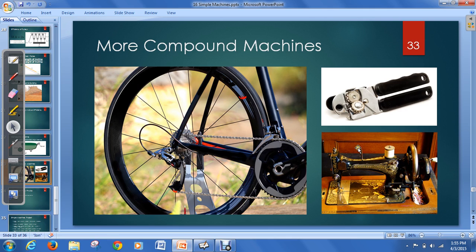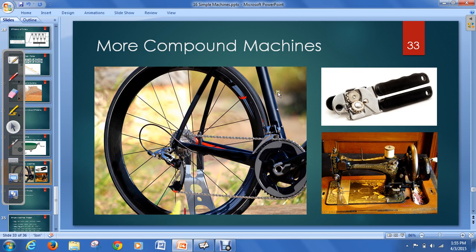And so on. By combining a bunch of simple machines together, we can make much more complex machines that we can still use to make work easier. And so a lot of the mechanical advantages are combined together when you make a compound machine.